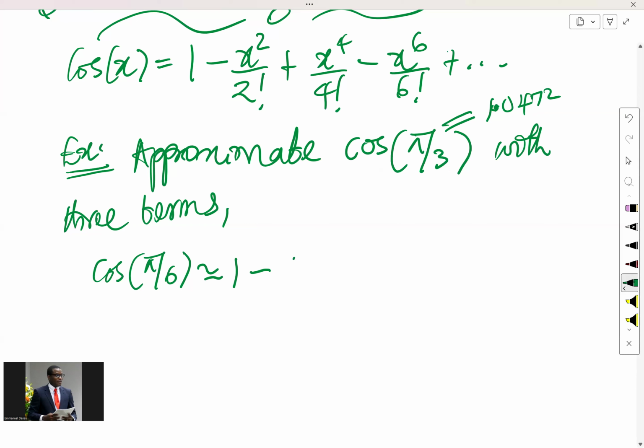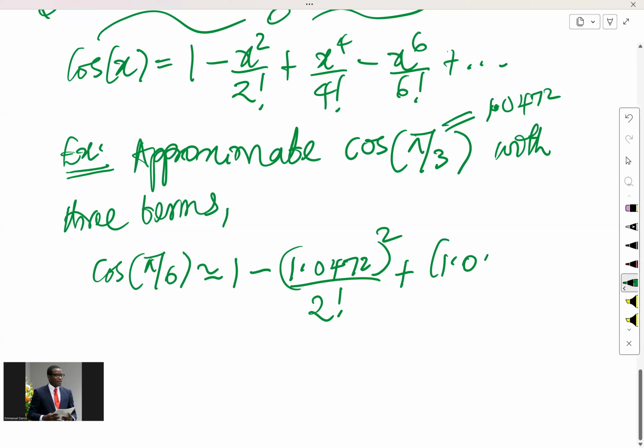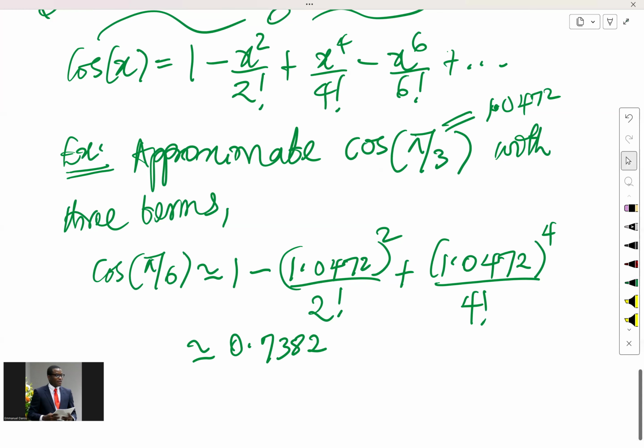So if you take that value, the first one is 1 minus 1.0472 raised to power 2 divided by 2 factorial, that's basically 2, plus, the next one is 1.0472 raised to power 4 divided by 4 factorial. 4 factorial is 24. And the answer is approximately 0.7382. So it's a far cry from the 0.5 that this should actually be. But as the number of terms increases, you get better results.